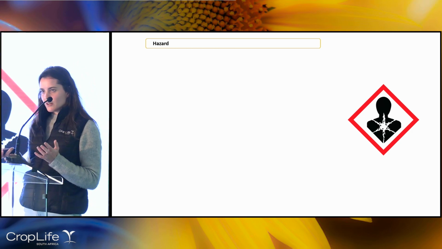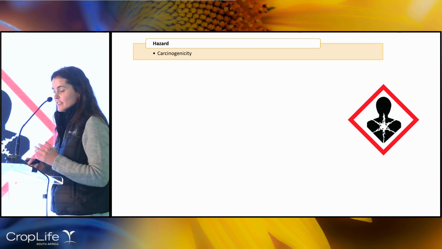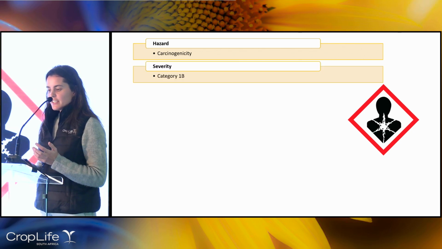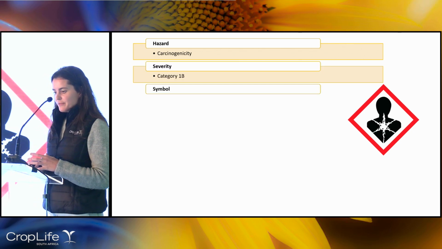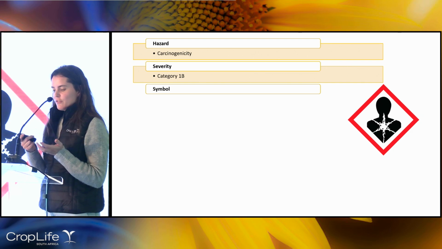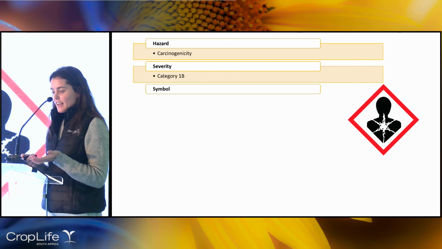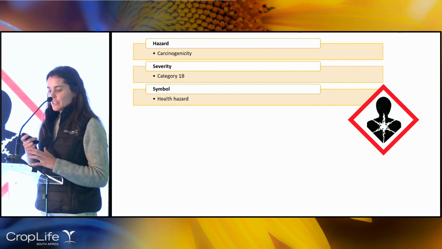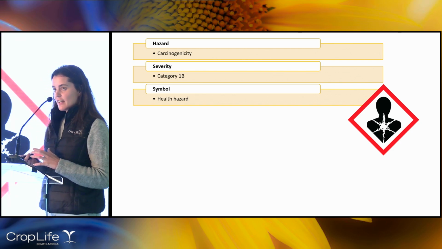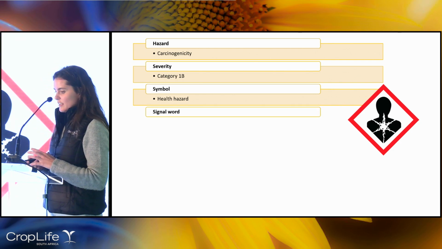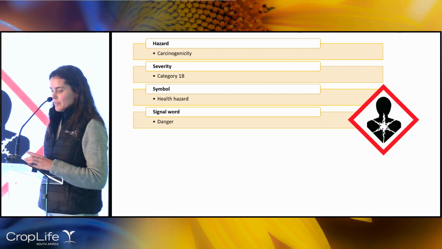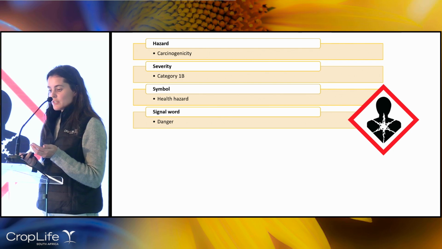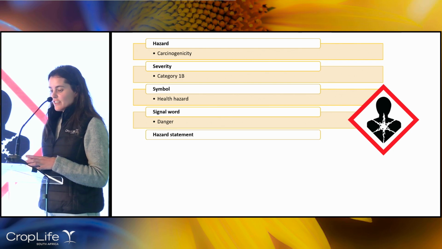Okay, just to give an example, if we're looking at carcinogenicity as a hazard, you will look at the severity, and this would be given by the category. And if, for example, your product is flagged for carcinogenicity category 1B, you would have a symbol associated with it, the health hazard symbol, which is this pictogram. You would have a signal word that is flagged because that hazard was flagged. In this case, it is danger.